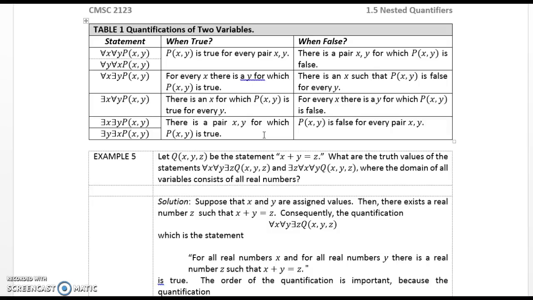There exists x, there exists y, P(x,y), or there exists y, there exists x, P(x,y). It is true when there is a pair x,y for which P(x,y) is true. When is it false? P(x,y) is false for every pair x and y.